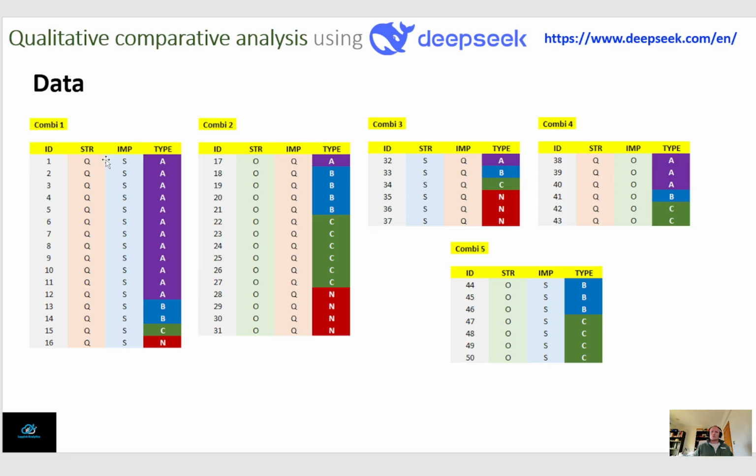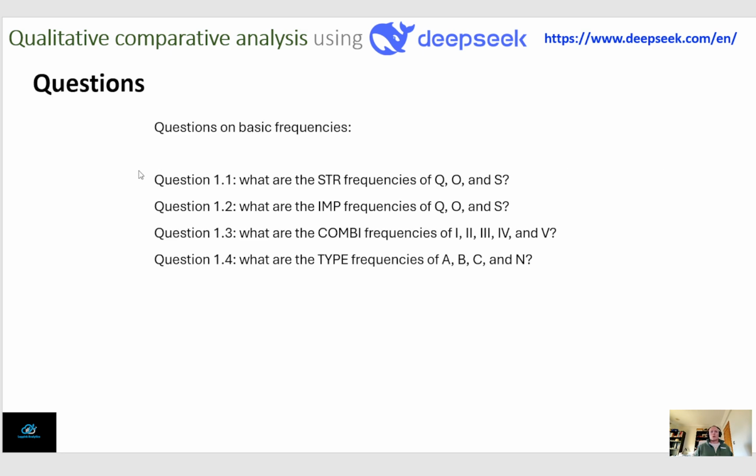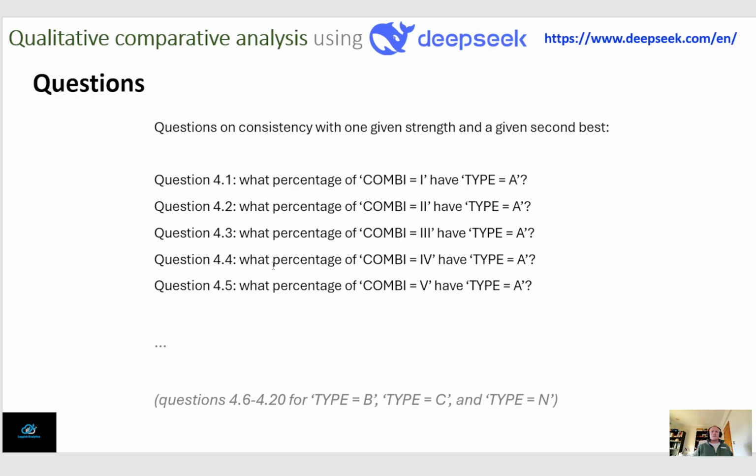If opening was stronger than questioning, then opening would have been listed as strength for that person. If opening was worse than summarizing, then opening would have been mentioned as an improvement instead of summarizing. So we know something about the order in these questions. It's a very specific order. Okay, and again, we have 5 questions for type A, and questions 4.6 to 4.20 repeat these combinations 1 to 5 for types B, C, and N.